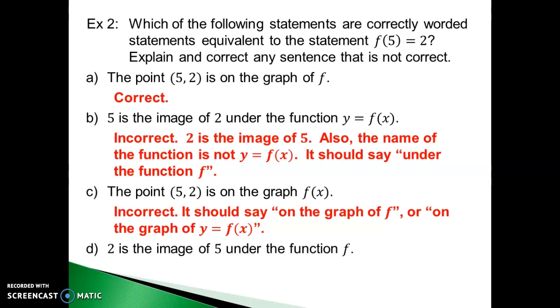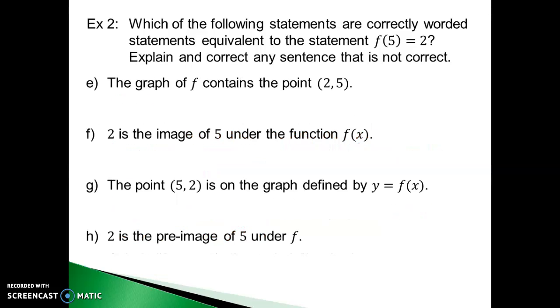For C, it is incorrect. The point itself is fine. 5 is the pre-image value and 2 is the image value, but the name of the function is not f of x. So it should say the point 5, 2 is on the graph of f, or it could be on the graph of y equals f of x, because y equals f of x is the actual graph. For D, 2 is the image of 5 under the function f. That is correct. 2 is the image, 5 is the pre-image, and the name of the function is f.